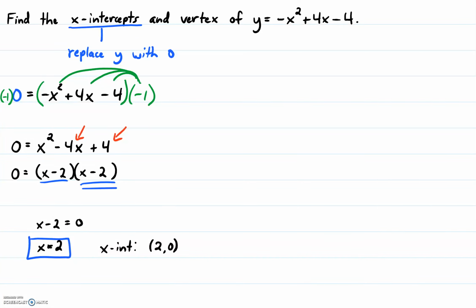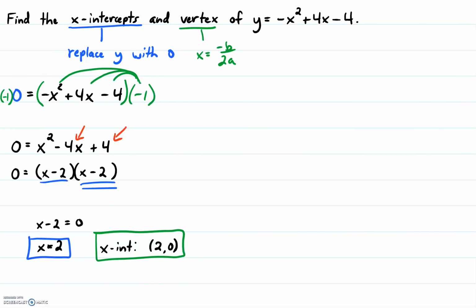So we're halfway done. That's the first part solved. The second part of this problem asks us to find the vertex. Now the vertex, when we're given the quadratic in this form, where we can't easily pick out the vertex, that's where we're going to use our formula, the vertex formula, x is equal to negative b over 2a.